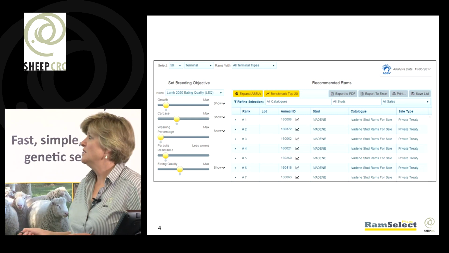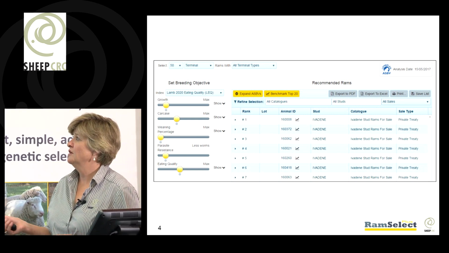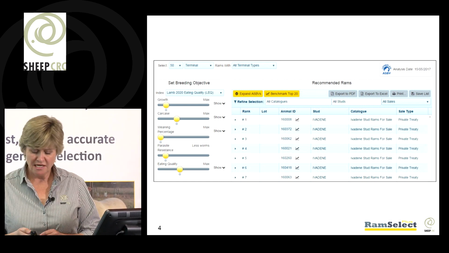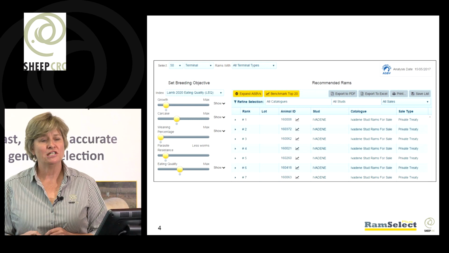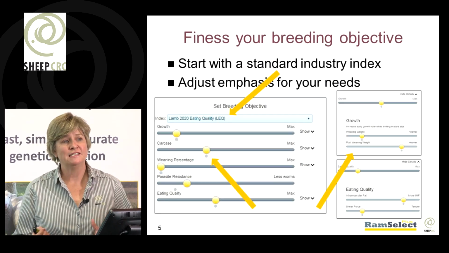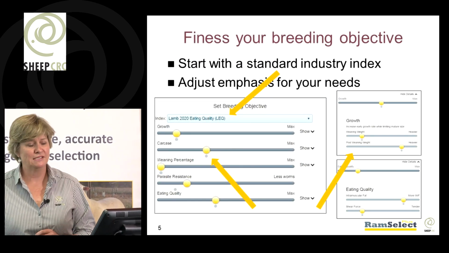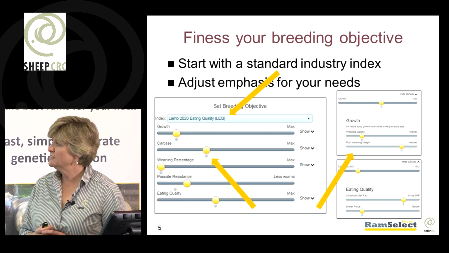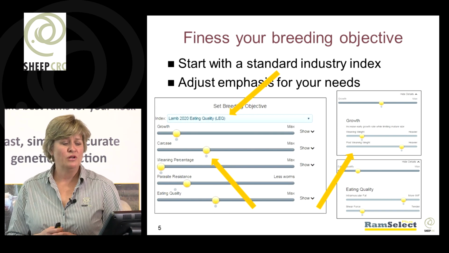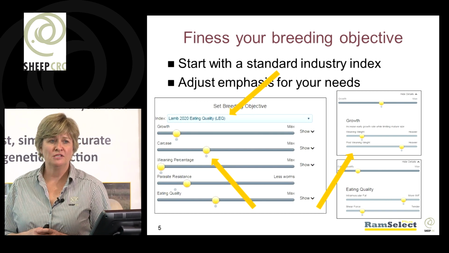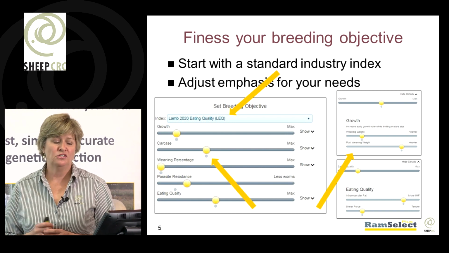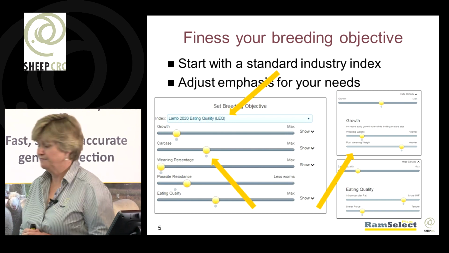And you can see on the right-hand side, we have a series of rams ranked for that standard industry index. But as a user, you can come in and actually refine the breeding objective from that standard index. So you might want to make some change to perhaps the amount of emphasis you want to put on growth or on the carcass traits, or you might want to put more emphasis on eating quality. And you can do that by simply shifting the slider bars to the right or the left. So more emphasis to the right and less emphasis to the left.